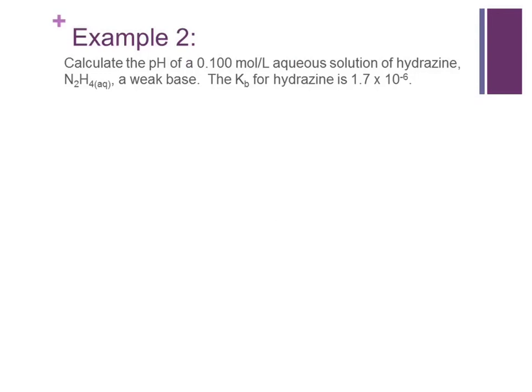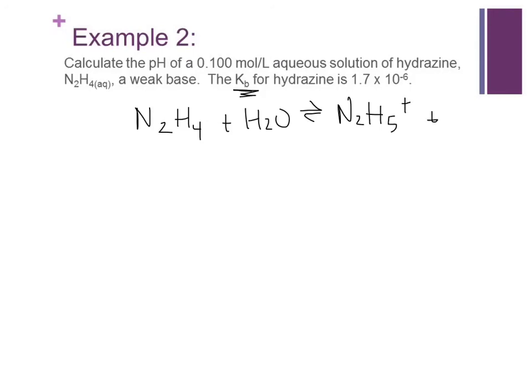This problem here then can be worked very similarly to the previous problem, except now we're going to use a Kb value instead of a Ka value. I'd like you to try this one, so I will give you the reaction. It's hydrazine with water is going to establish equilibrium to form N2H5 plus and OH minus, where everything is aqueous except the water. Give that one a try.